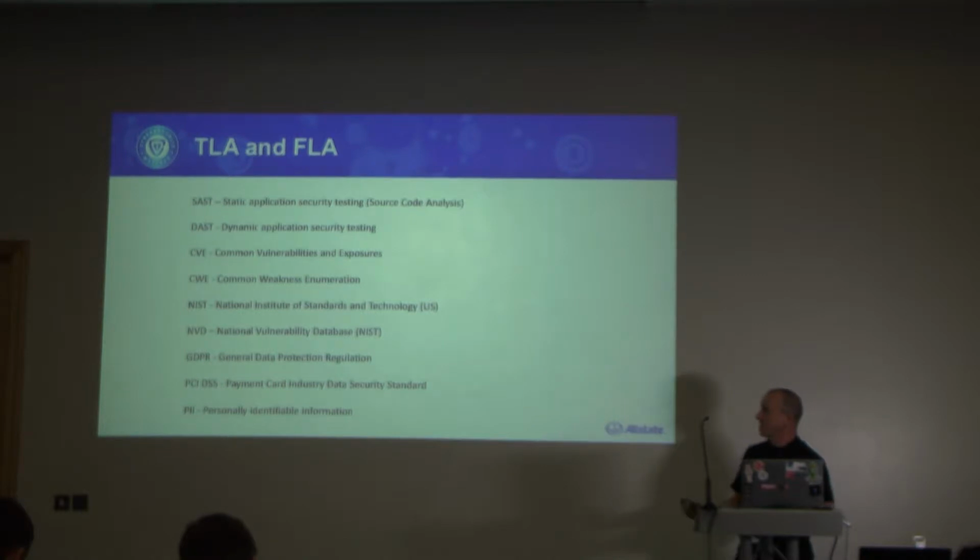You have NIST, which is the US National Institute of Standards and Technology. You have NVD, which is the NIST National Vulnerability Database. GDPR, we've all heard of it. PCI DSS is the Payment Card Industry Data Security Standard. PII, Personally Identifiable Information. So this is just some of them, but hopefully it'll make it a little bit easier as we go through.